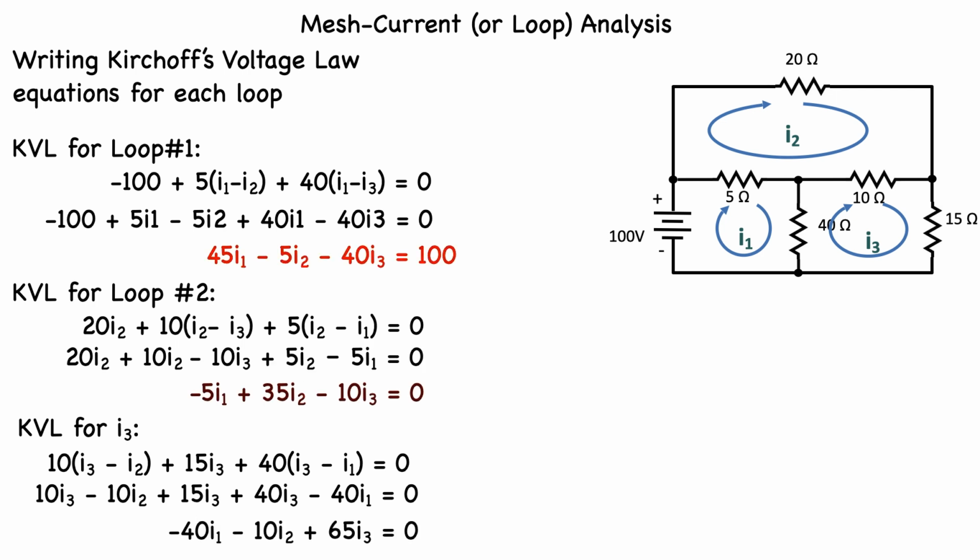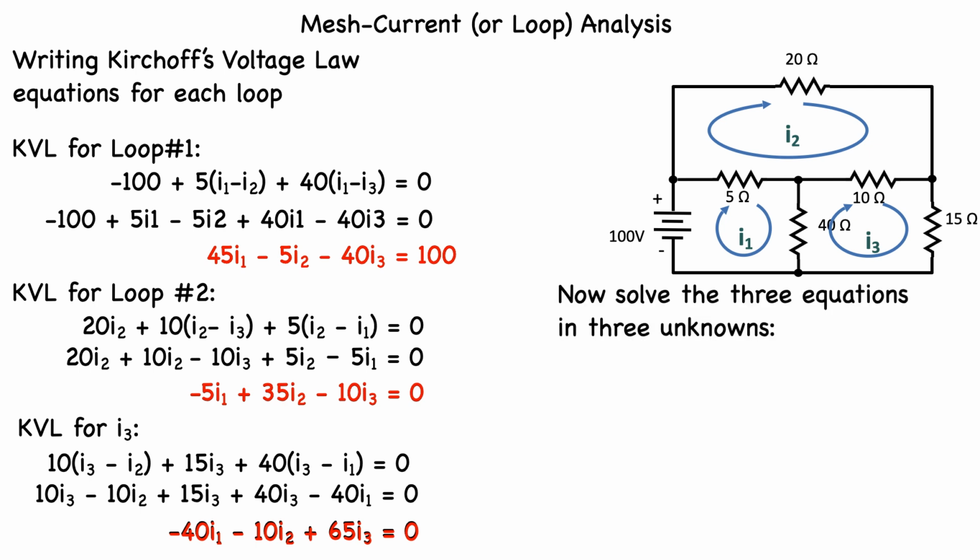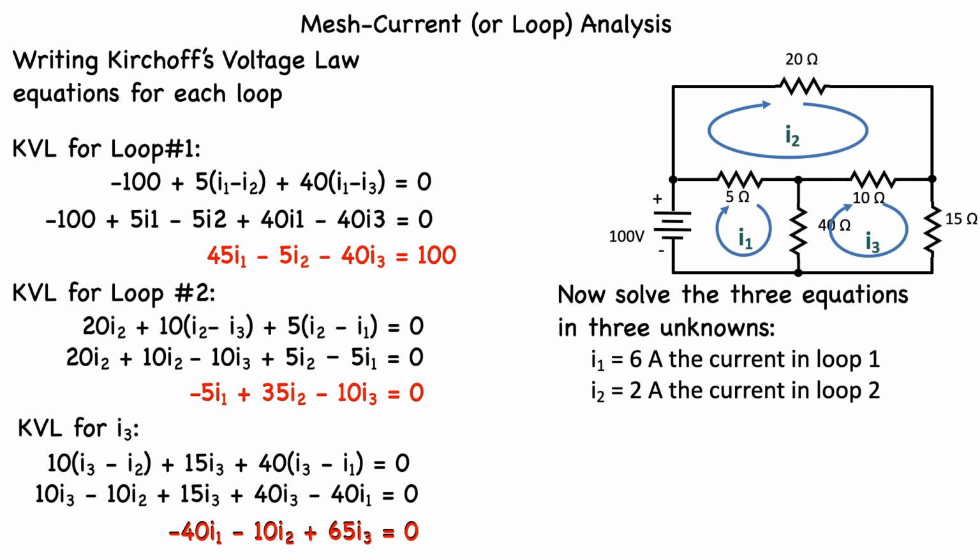We now have three equations and three unknowns, and when we solve, we get this. I1 is equal to 6 amps, the current in loop 1. I2 equals 2 amps, which is the current in loop 2. And the current in loop 3 is I3 equal to 4 amps.